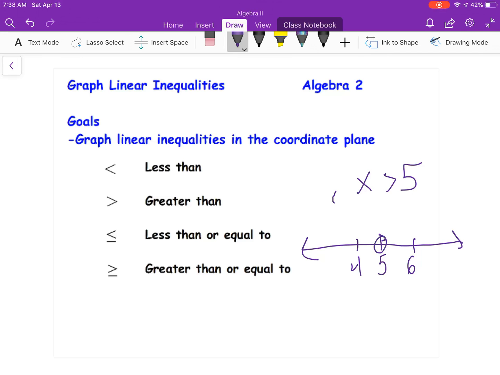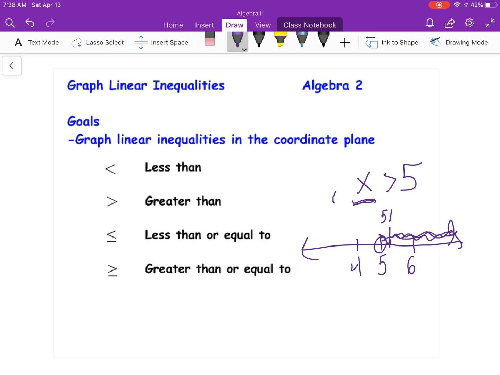The reason why I put an open circle is because I don't want to include 5, but on the number line, 5.1 would be bigger than 5. So I need to get something representing everything really, really close to 5. So on the number line, I end up shading to the right because all the numbers to the right are all the numbers bigger than 5.